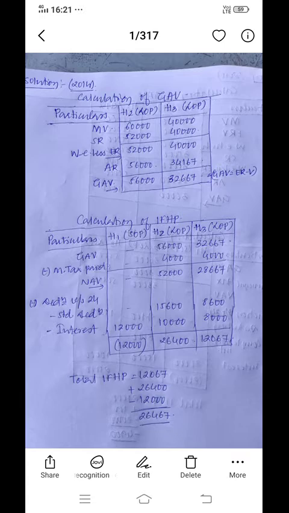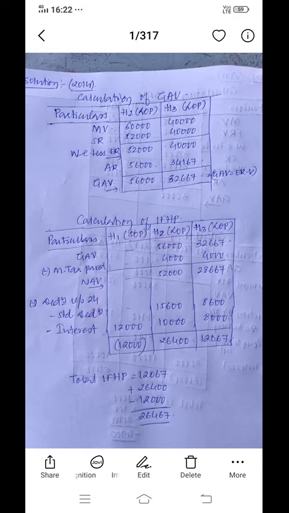Obviously the first house is SOP. Obviously there is 12,000 which is a loss. Second house, it is LOP and there is a gain of 26,400. And for the third house there is an income of 12,067, right? Now for the first house there is a loss of 12,000.